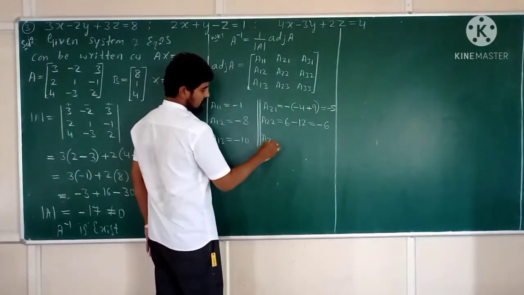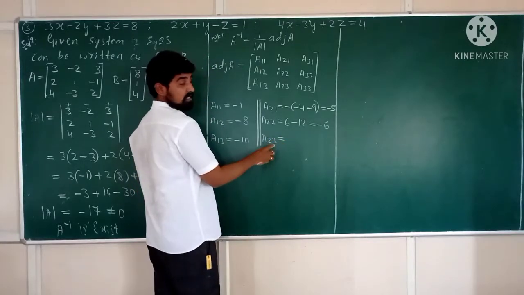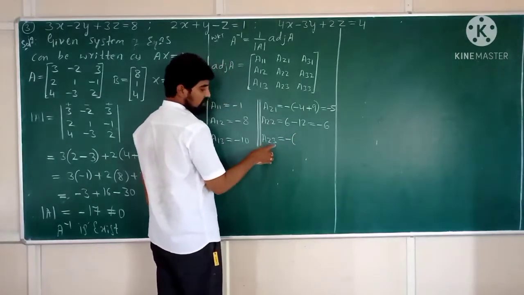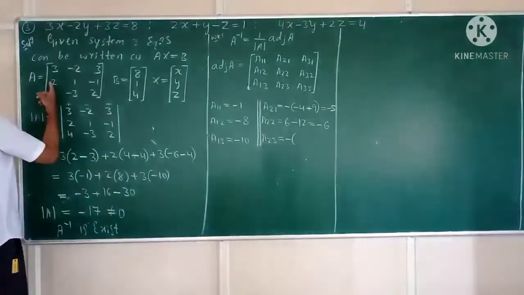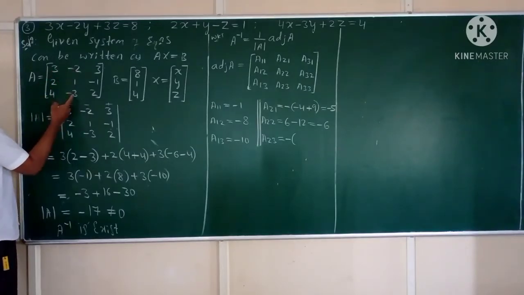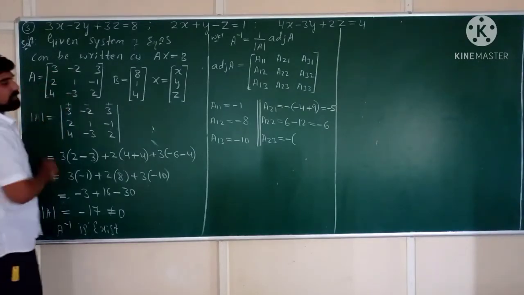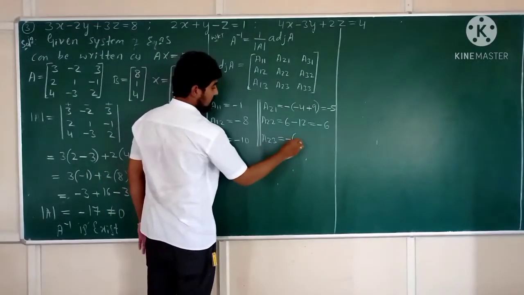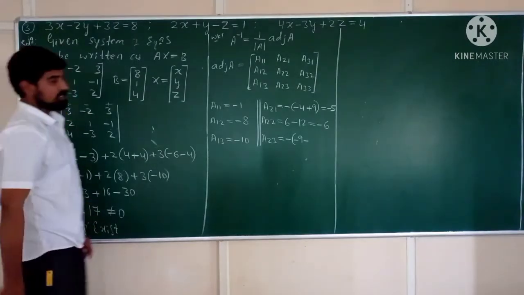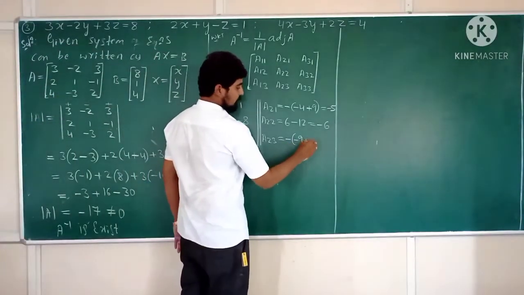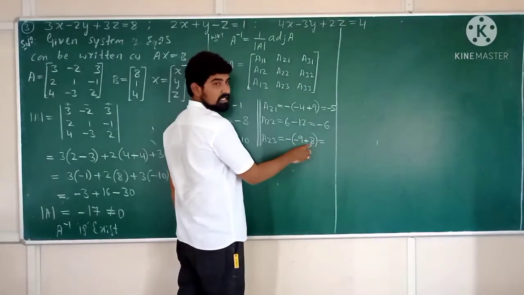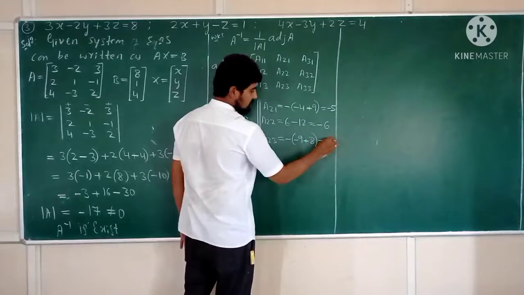And now A23: 2 plus 3 is odd, we need to multiply by minus, and it is obtained by deleting the second row, third column. After deleting the second row, third column, the remaining elements are 3, minus 2, 4, minus 3. So 3 into minus 3, minus 9, minus 4 into minus 2, minus 8, minus into minus, plus 8. So minus 9 plus 8 is minus 1, minus into minus, plus 1.